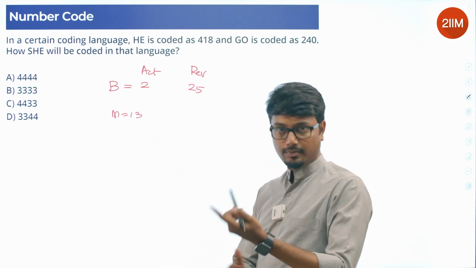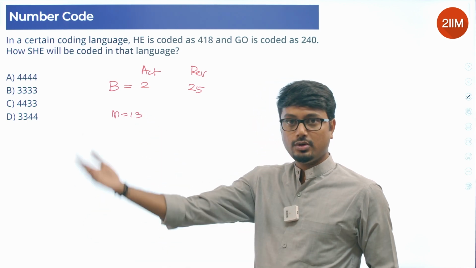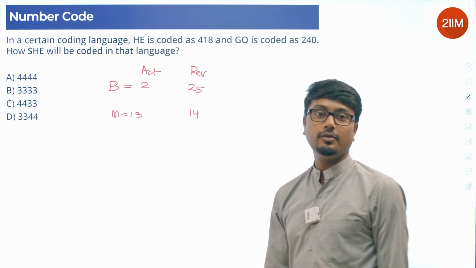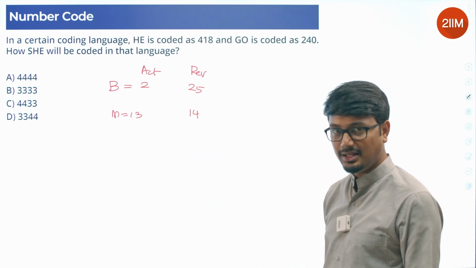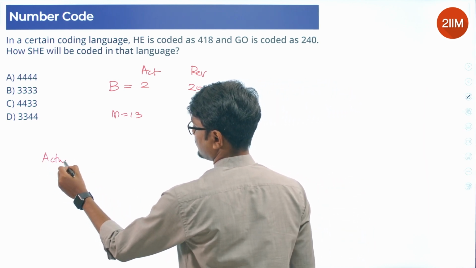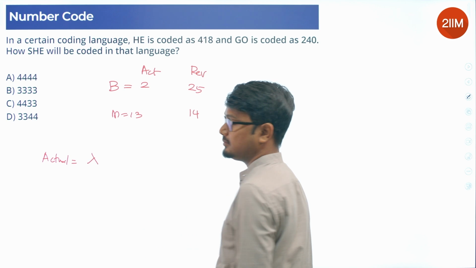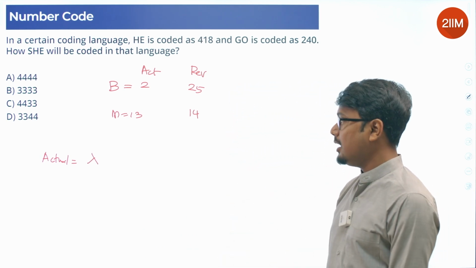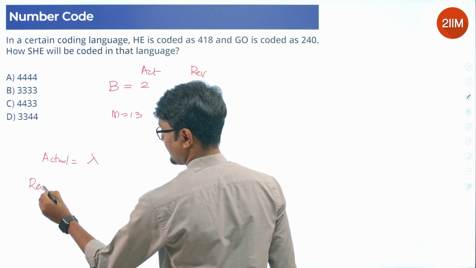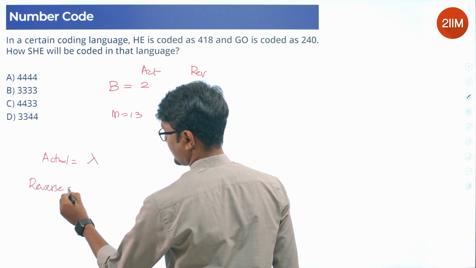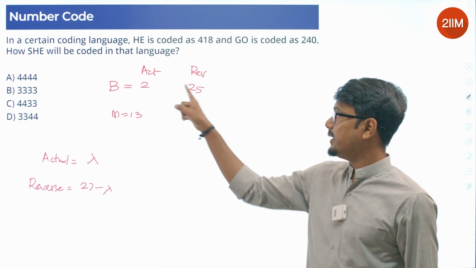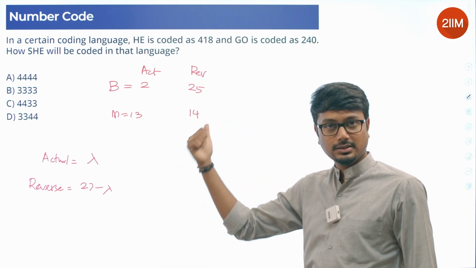So the reverse value from Z, if you count the values like that, it is supposed to be 14. How do I confirm it faster? Easily speaking, whatever may be the actual value, say the actual value is lambda, some random number, the reverse value would be 27 minus lambda. Check it out: 2, 27 minus 2. 13, 27 minus 13.